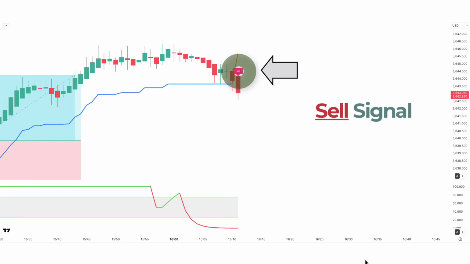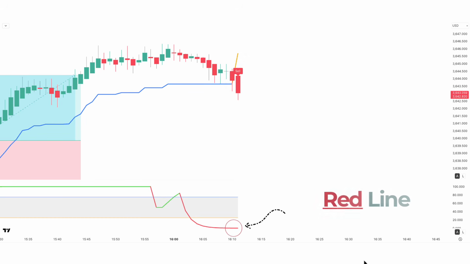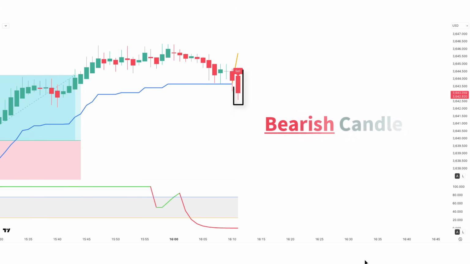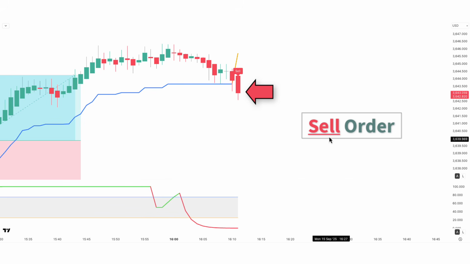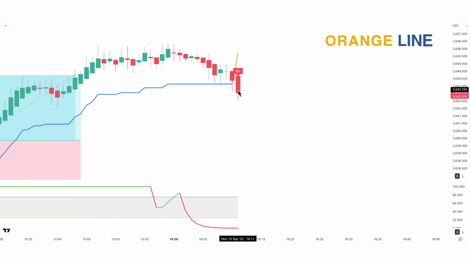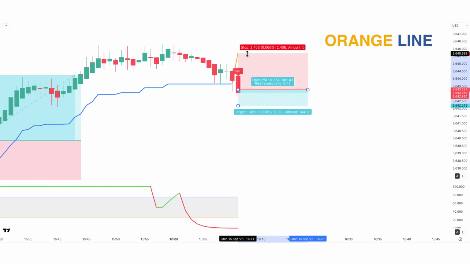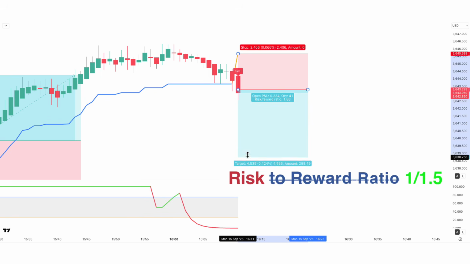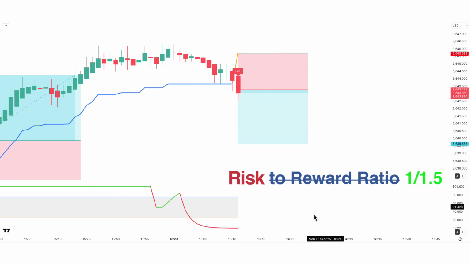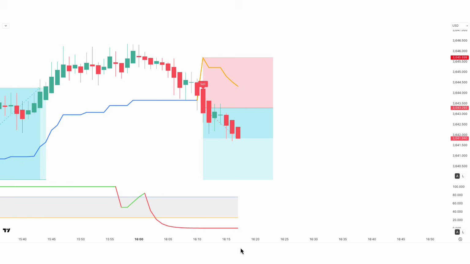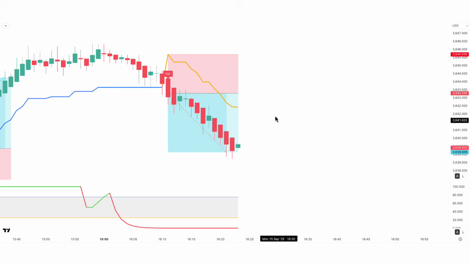When the IDX 5UP arrow of this indicator is a sell signal, the red line of the STC indicator should be below the black straight line, and the market forms a bearish candle. If this condition is fulfilled, then we will place a sell order. Our stop loss is to be placed at the orange line, and the risk to reward ratio will be 1:1.5. The market has completely hit the target.